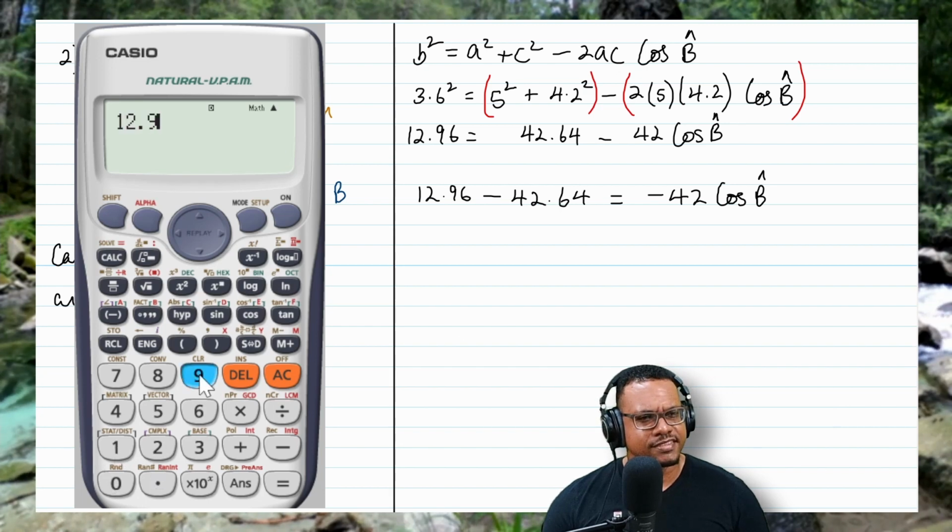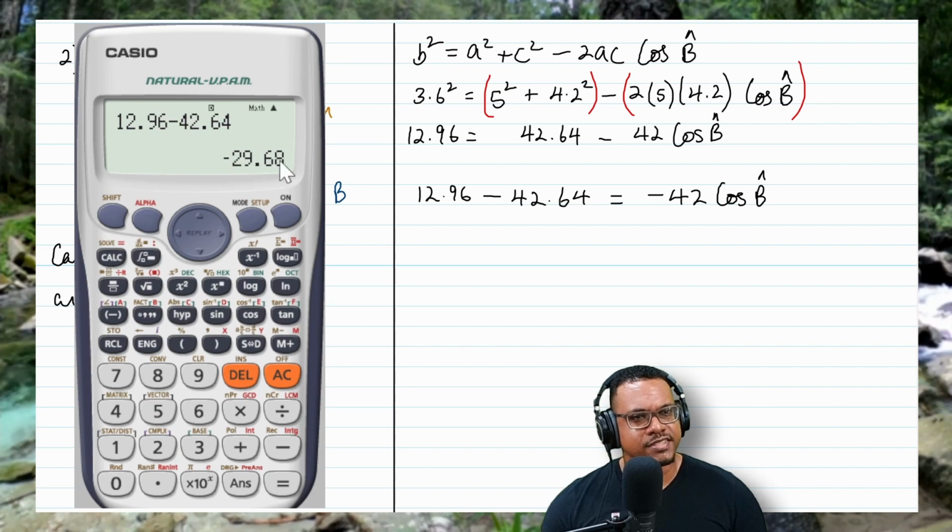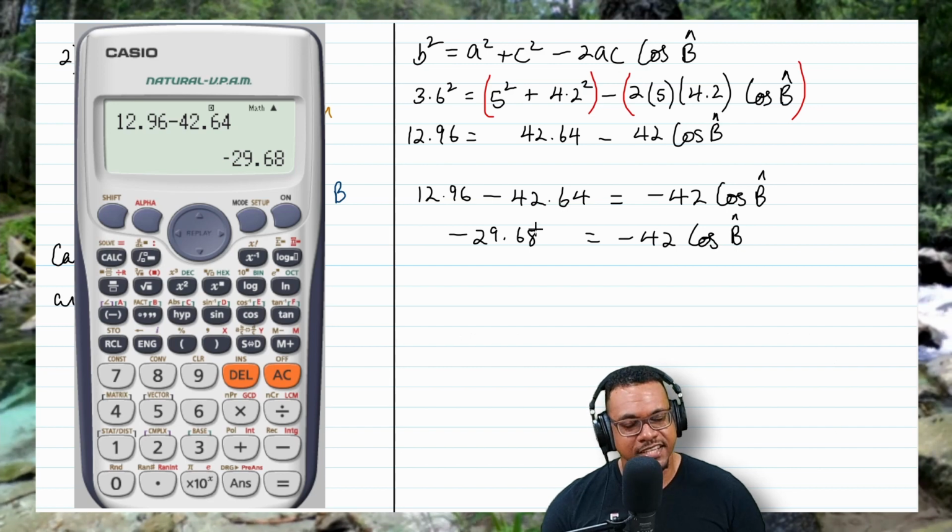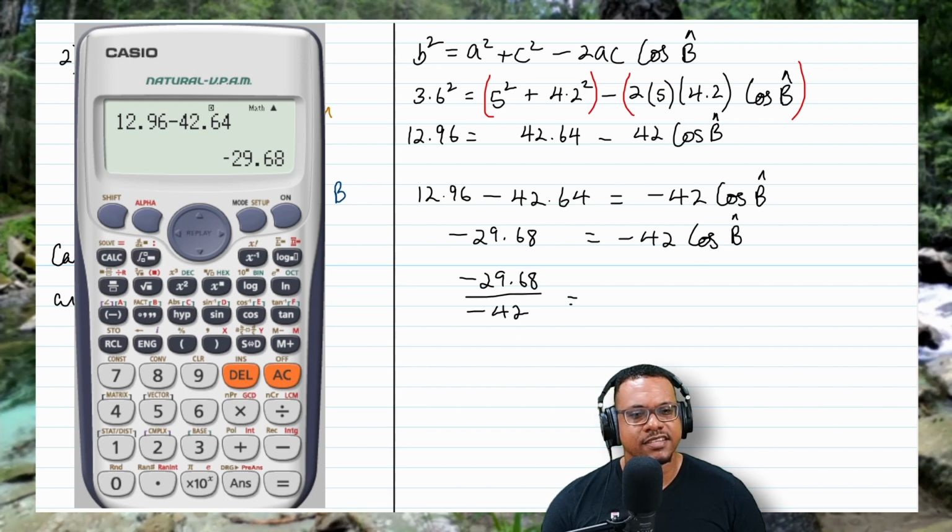So I have 12.96 take away 42.64. I'll get negative 29.68. And that's equal to negative 42 cosine B. So now this negative 42 is being multiplied by the cosine B. So when I transfer it across the equal sign, the operation will change to division. And I'll have negative 29.68 divided by negative 42 is equal to cosine B.